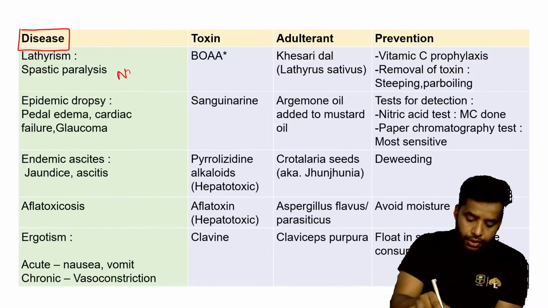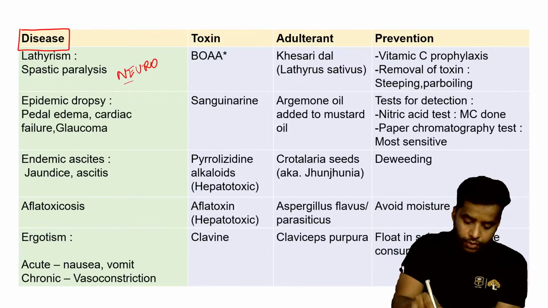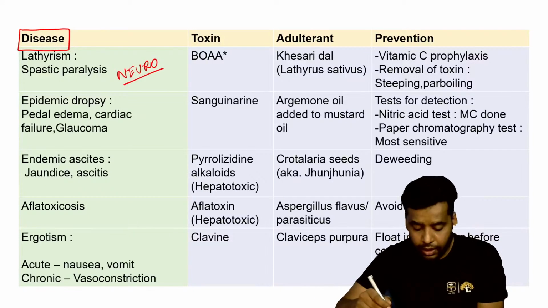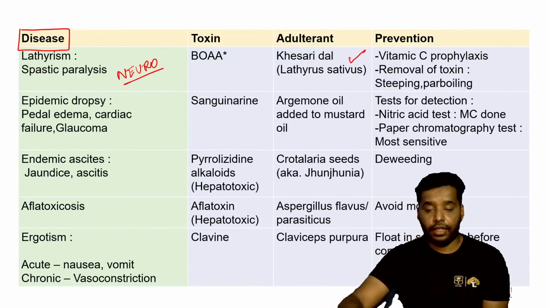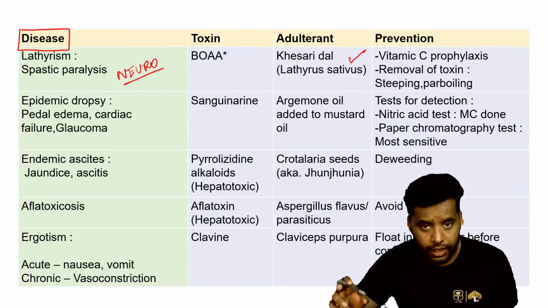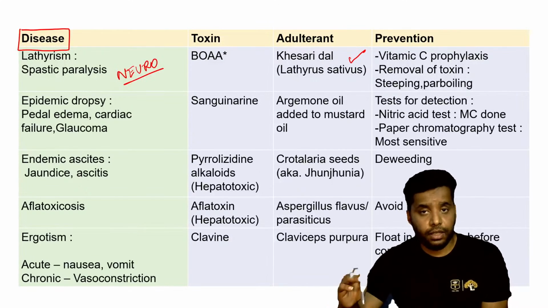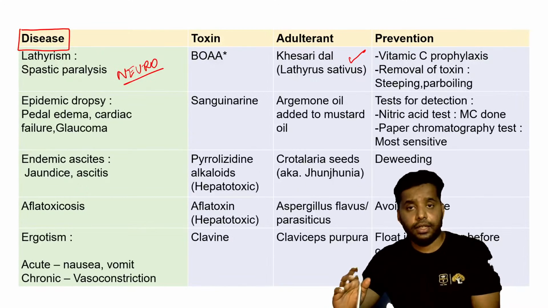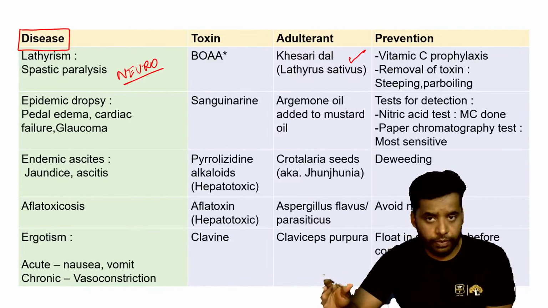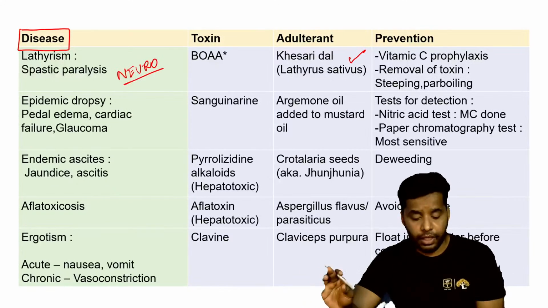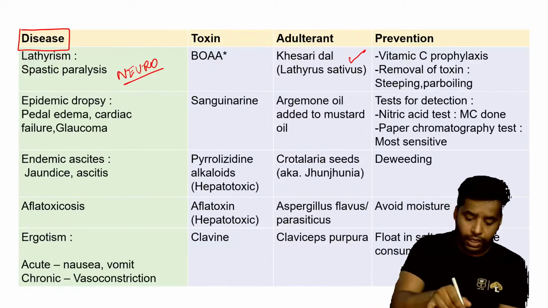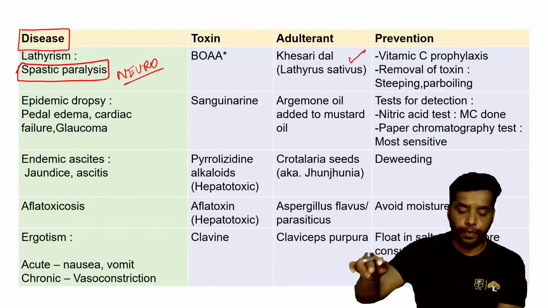Lathyrism, that is neurolathyrism, is due to consumption of kesari dal, Lathyrus sativus. Don't make a mistake, it is Lathyrus sativus. Lathyrus odoratus is different. Lathyrus odoratus can cause odoratism, osteolathyrism, but Lathyrus sativus can cause neurolathyrism presenting with spasticity.